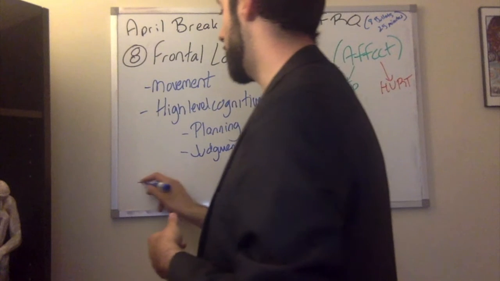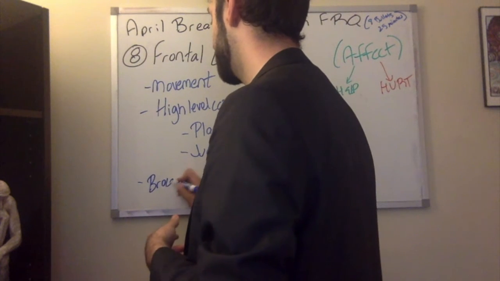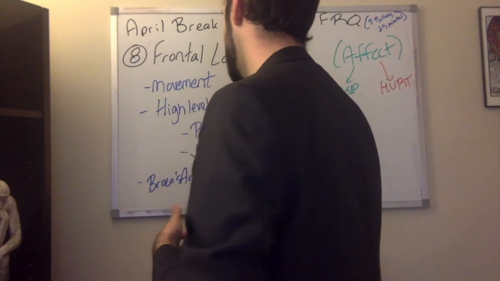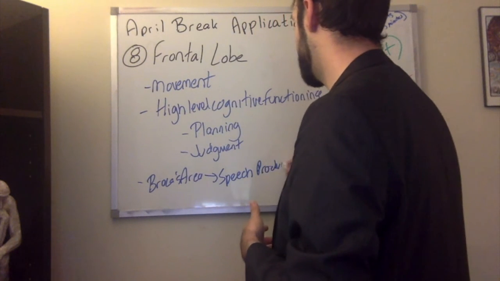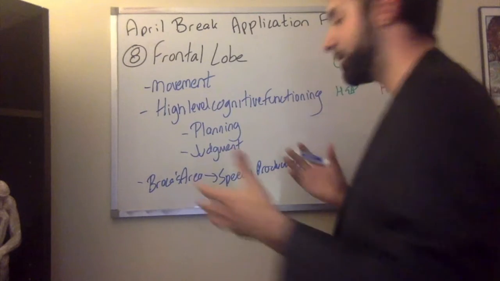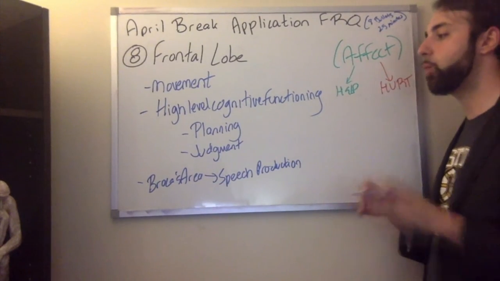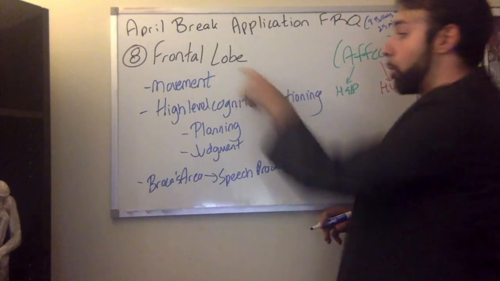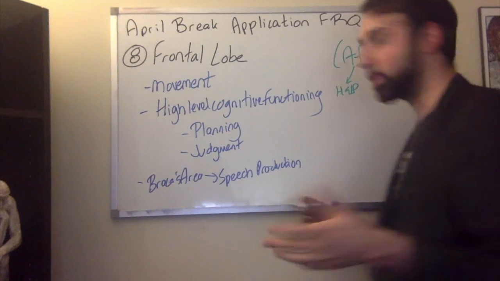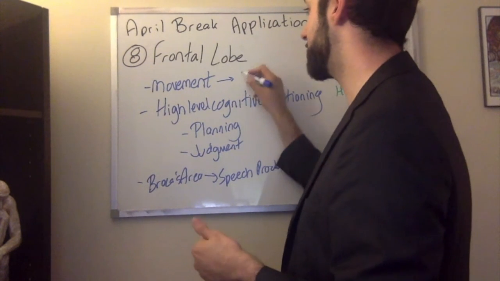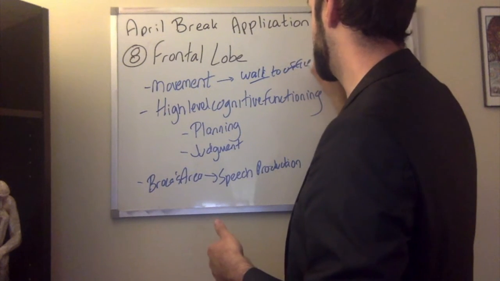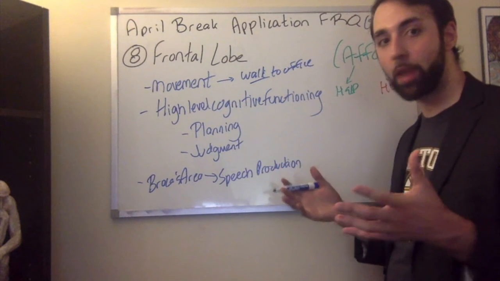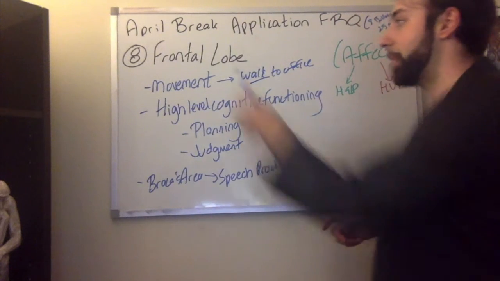Technically, your frontal lobe also contains Broca's area, which is responsible for speech production. It's unlikely that you could have answered this bullet by focusing on Broca's area, but it's not impossible. I think it's way more practical, though, to identify one of these 2 functions. Like, for example, you would be able to physically walk to the office to submit the essay. That would be a great example of movement facilitated by the frontal lobe.